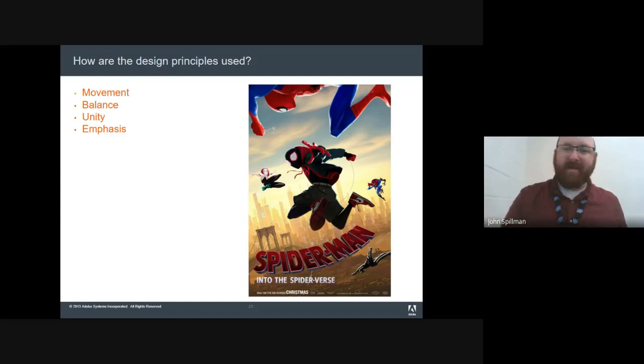Remember, when you're thinking about balance, think about symmetrical, asymmetrical, radial. With unity, think about color scheme. That would definitely be something I would consider. For emphasis, think about the size of certain aspects of the photo, right? All of those can be commented on here.